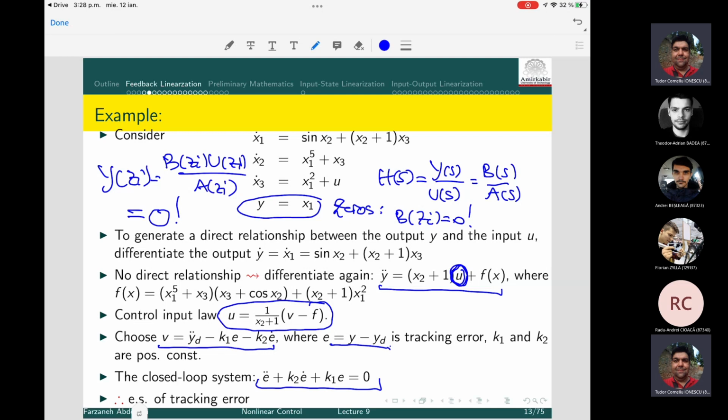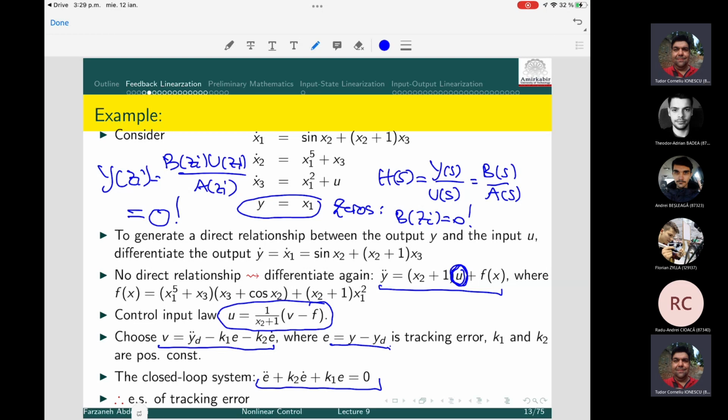But to do that, you have to be careful about how many times you differentiate your output. The question is, at which derivative does the input present an influence on the output? Very interesting.